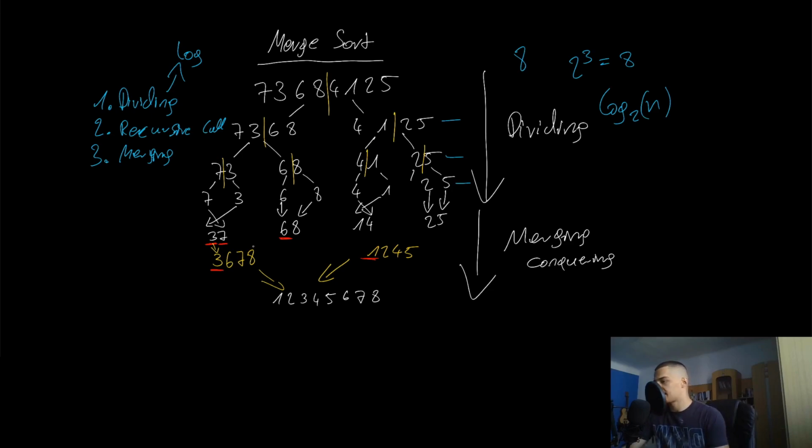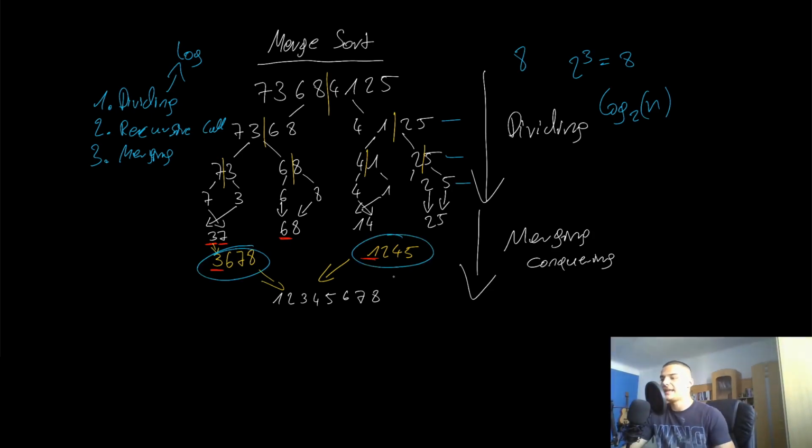Let's look at the last level here, that we have 3, 6, 7, 8, and 1, 2, 4, 5. Now in the worst case, we need to have a linear amount of comparisons. Why? Because I need to compare the first element of this list with the first element of this list, and I need to do this until I have all the elements down here. So in the worst case, I have linear runtime complexity. And this is true for every merge.